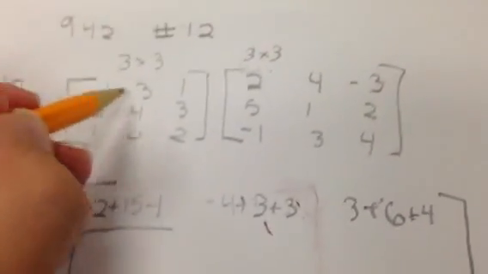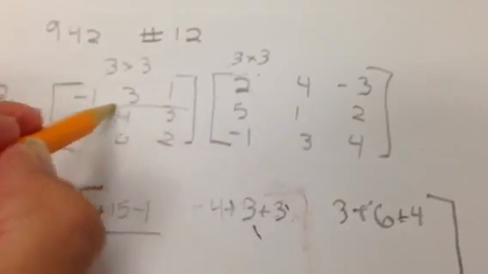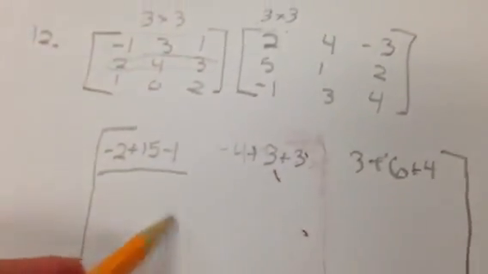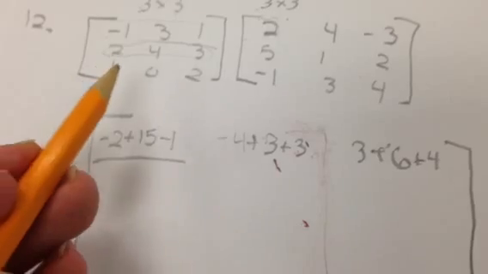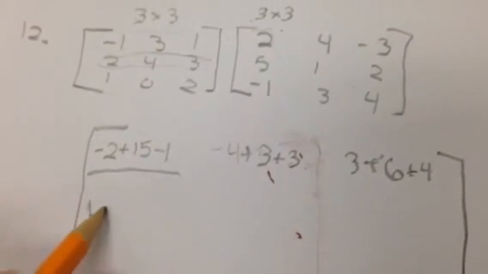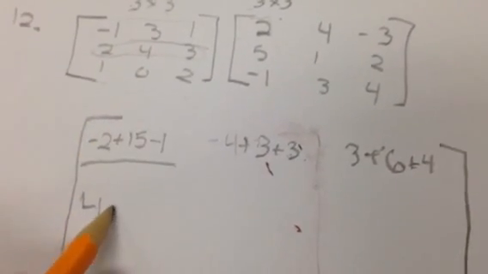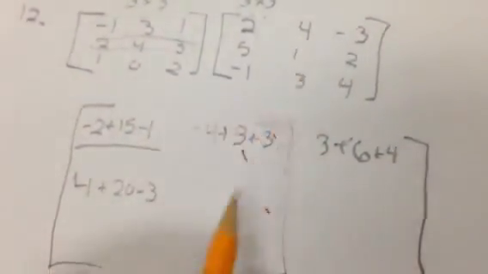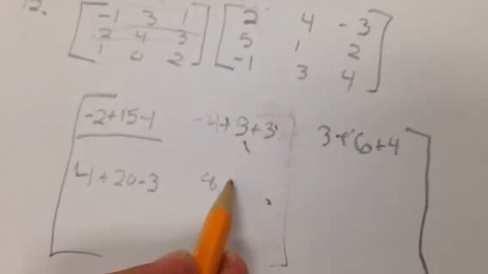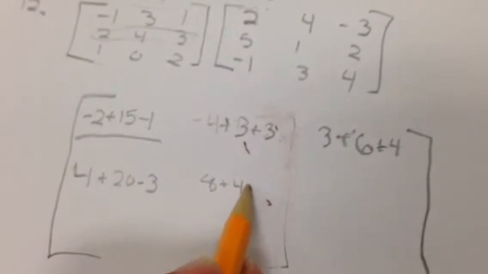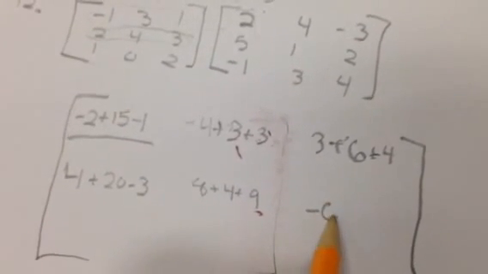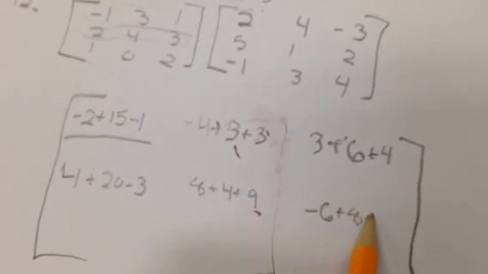Well, now we finished the first row. So we're no longer going to use the first row. We're going to move on to the second row. So we had 2, 4, and 3. And when we do second row, first column, we'll use that. 2 times 2 is 4. 4 times 5 is 20. 3 times negative 1 is negative 3. Then we have here 8 plus 4 plus 9. And then in the last column, we have negative 6 plus 8 plus 12.